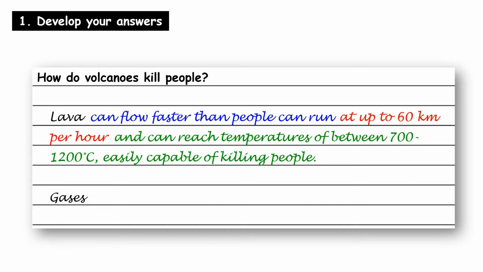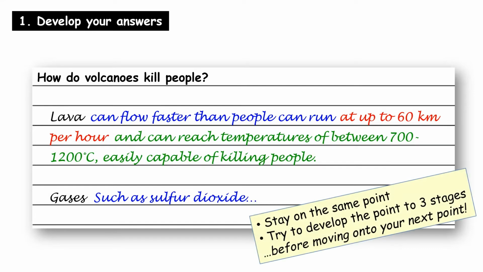which is gases produced by volcanoes can also kill people. And then you develop this new point of gases. Don't just write gas. Why don't we say an example of a volcanic gas like sulfur dioxide, and then you would go on to develop it more. So in summary, to develop an answer, stay on the same point, try to develop it to 3 stages. So there's our lava, can flow faster than people can run, and there's our third stage. Now actually in this development we're showing off because we've done it to 4 stages. That's the most important thing to do to get your grade 9.